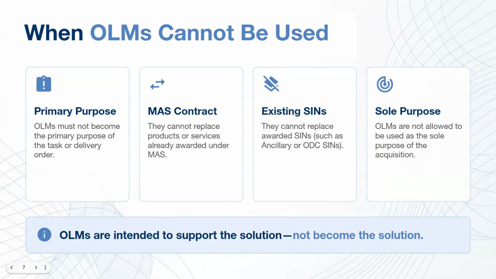Another important limitation involves your existing MAS contracts. OLMs aren't intended to replace products or services that you've already been awarded. If an item is available under your contract or properly belongs under another awarded SIN, such as the ancillary SIN, it shouldn't simply be treated as an OLM. And finally, agencies can't issue an order whose entire purpose is acquiring OLMs. Remember, these materials and services exist to support the performance of the primary requirement, not become the acquisition itself.